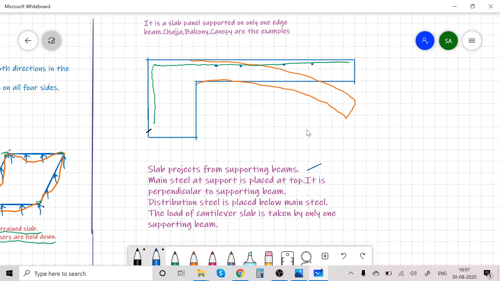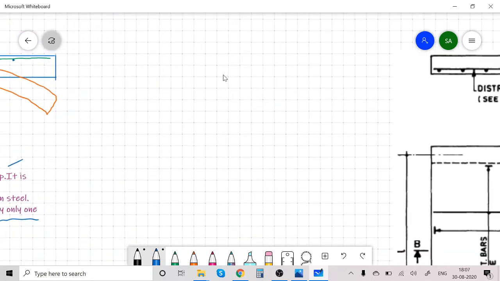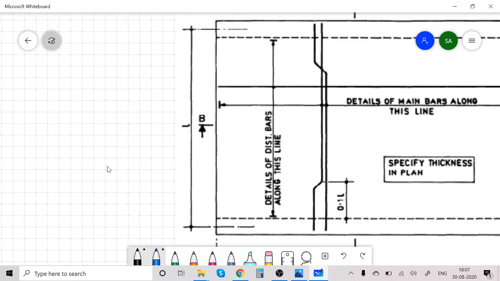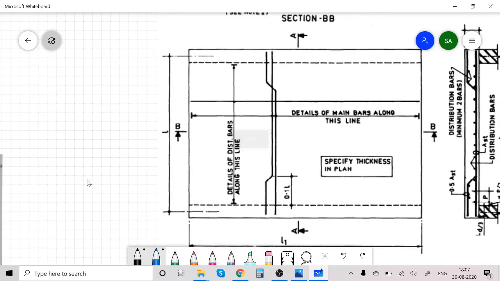Main steel at support is placed at the top. It is perpendicular to the supporting beam. Distribution steel is placed below main steel and it is parallel to the supporting beam. The load of cantilever slab is taken by only one support, that is this beam, only one support available. Now let us see the reinforcement details of each of these slabs.